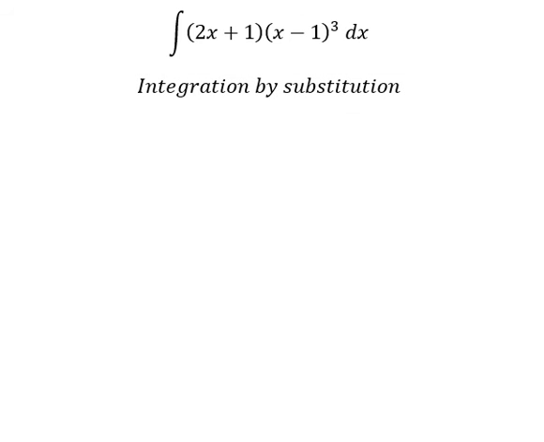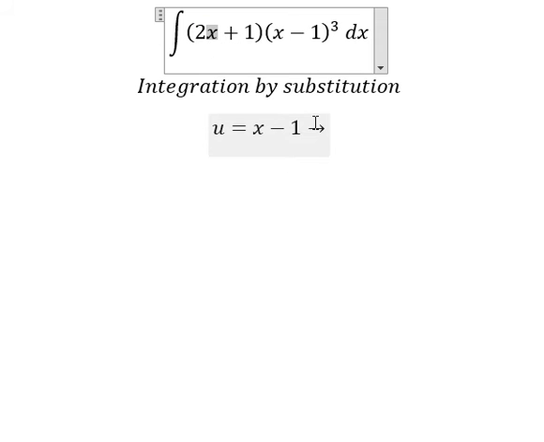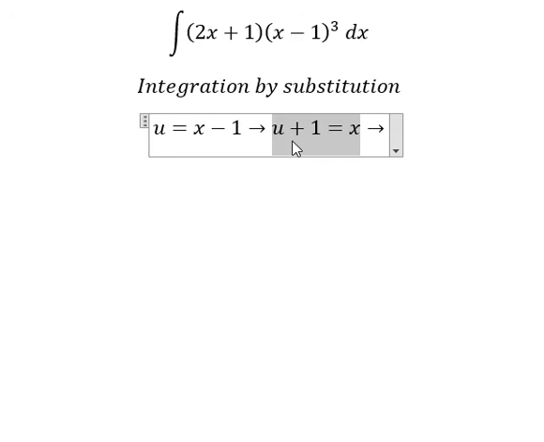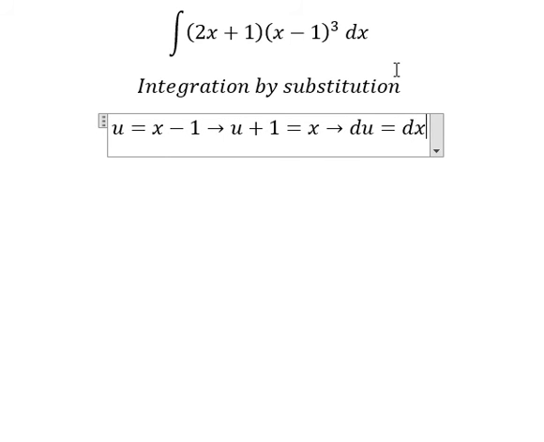So I will put u equal to s minus 1, because we still have s. So I will move the negative 1 to the left and you will have u plus 1 equal to s. Later, we take the first derivative of both sides. So we have du equals ds.